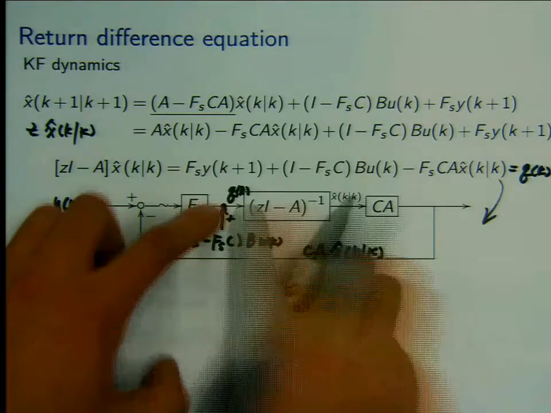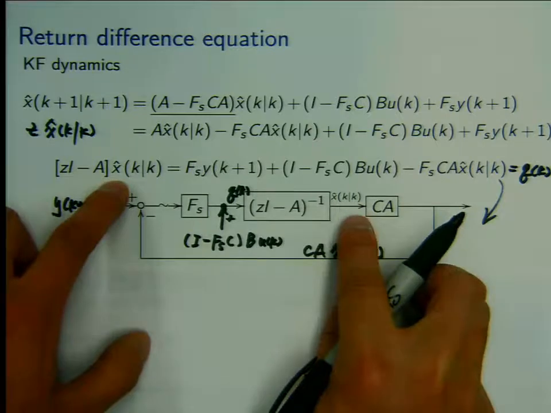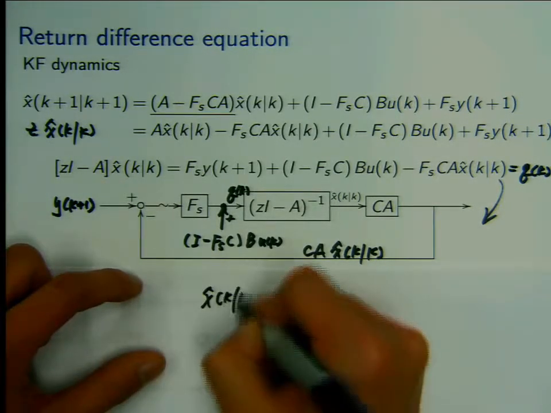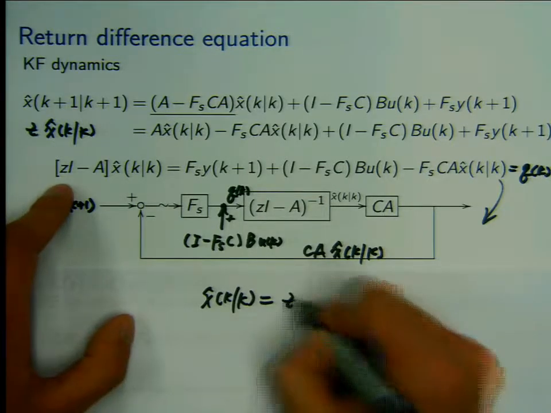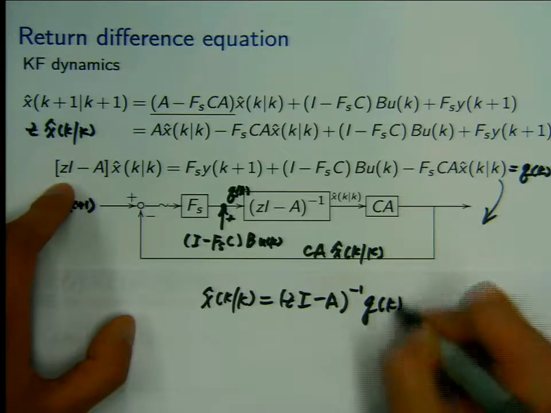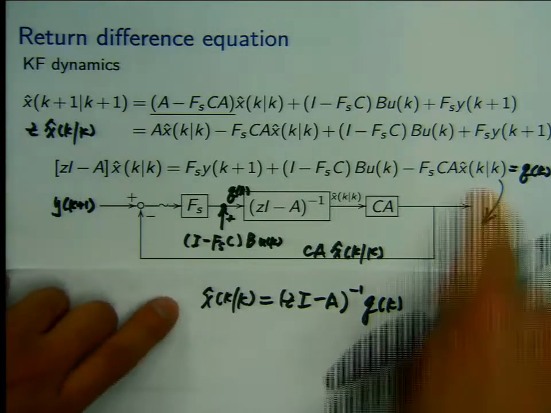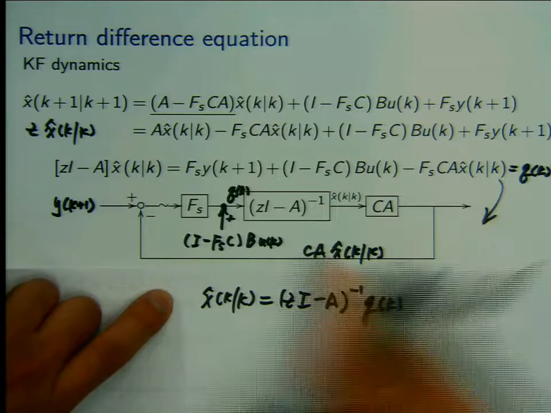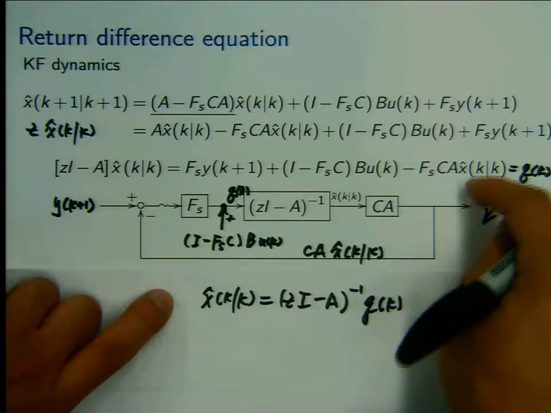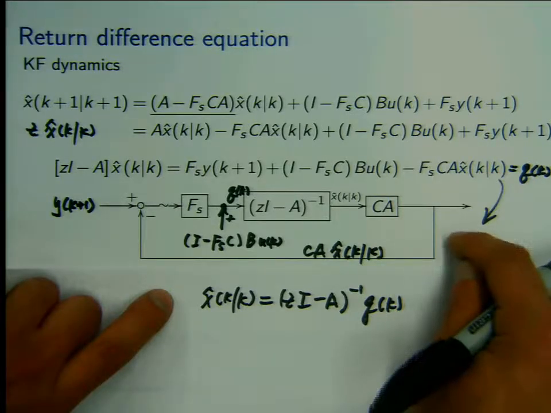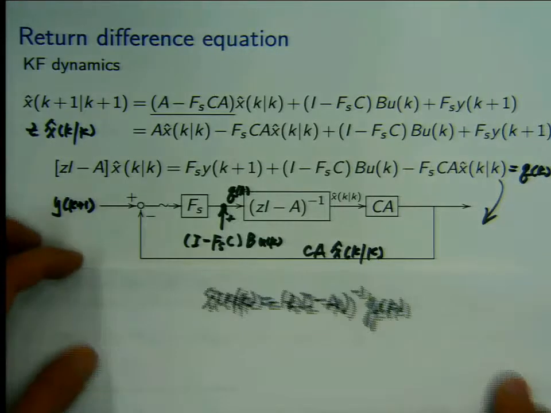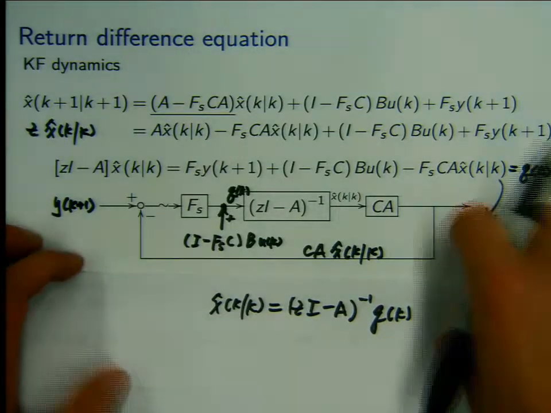So you see, Q_k and x hat k given k are related by x hat k given k equals (zI minus A) inverse Q_k. So I have explained how to go. That's why this (zI minus A) inverse is here. So you see exactly this is equivalent to this block diagram shown over here. So there is some type of closed-loop dynamics inside the Kalman filter.